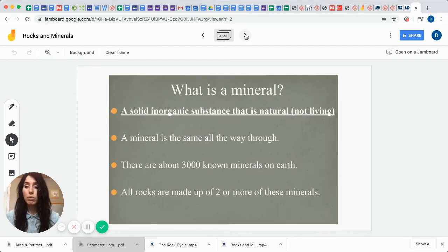Okay, so if we know what a rock is, then what's a mineral? Well, a mineral is a solid inorganic substance. It can be organic too if it has carbon in it. That is natural or not living. So it's not like an animal that has to breathe and has to eat. It is considered non-living. A mineral is the same all the way through. There are about 3,000 to about 4,000 known minerals on Earth, and all rocks are made up of 2 or more of these minerals.